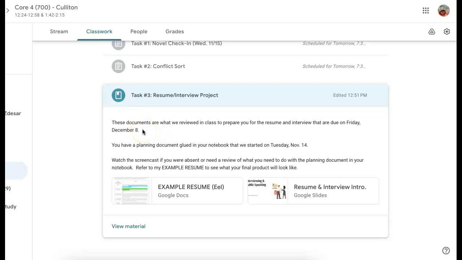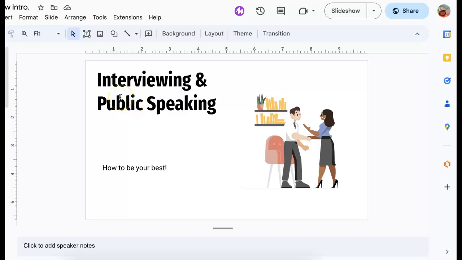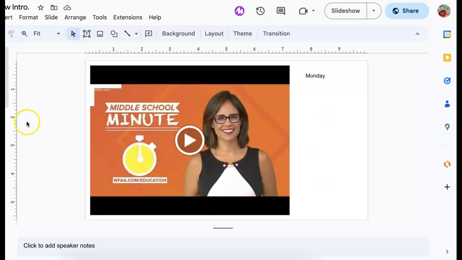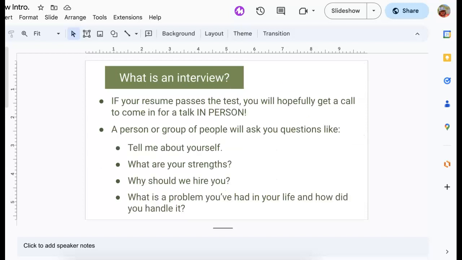Today's focus, and the focus really through Thanksgiving and a little bit after, is just gathering ideas on your planning document. So that's really what I want you to focus on. In class, we talked about the importance of interviewing and public speaking. We watched a video that reviewed why this was important for middle schoolers. We talked about what a resume is and how it helps you get an interview, and then really what an interview is going to look like.